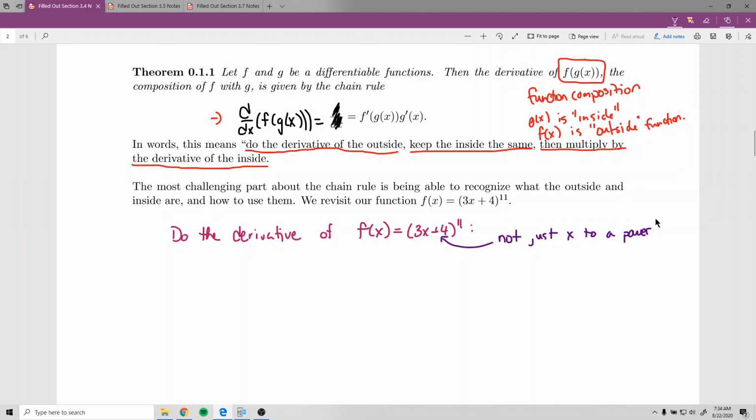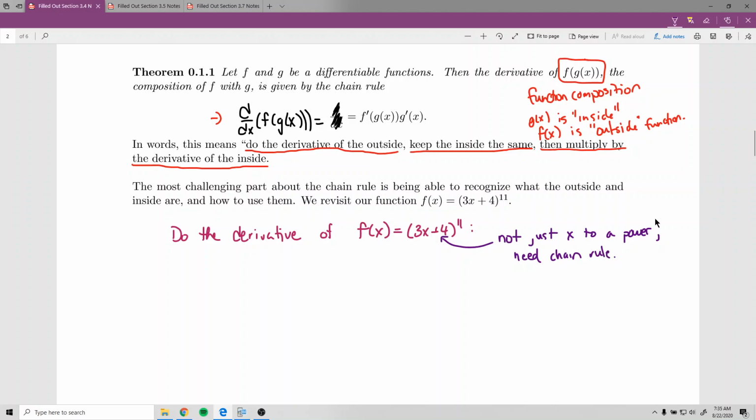If you look at all the other examples we had, whenever we had something with x to a power, it was just a number out front or separated by a plus or minus. But now we have stuff with it being raised to the power. So we're going to need the chain rule.